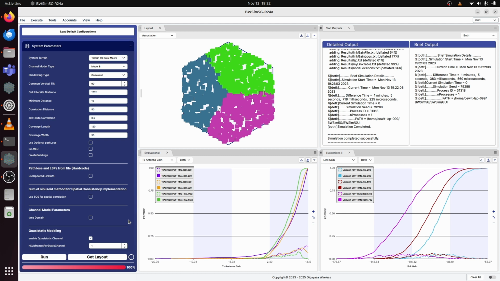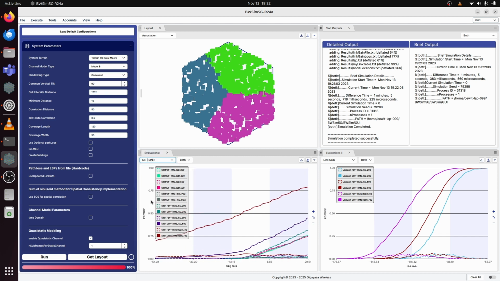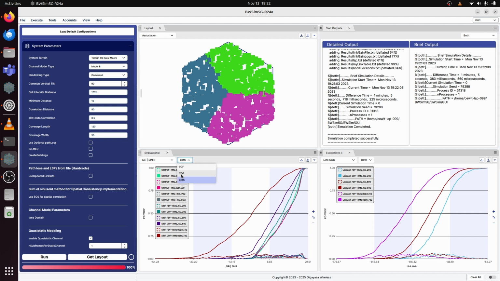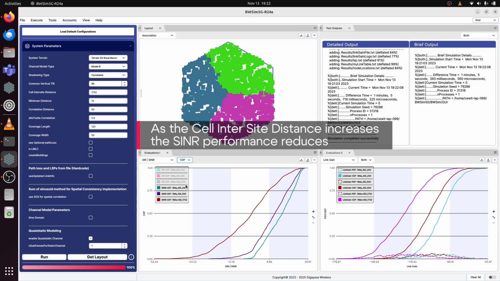Now that we have run three different intersite distances for one terrain, let us make some initial inferences. Let me filter out the CDF separately and the SINRs.